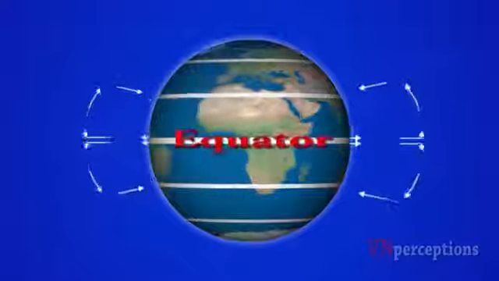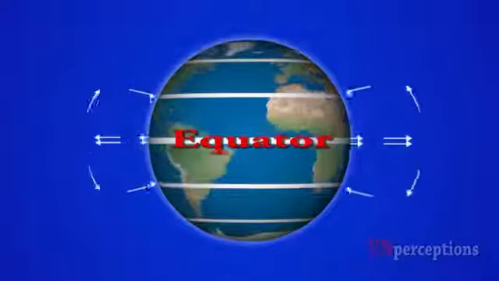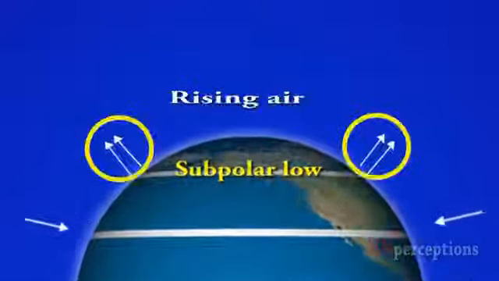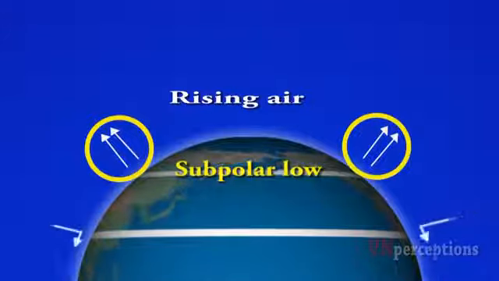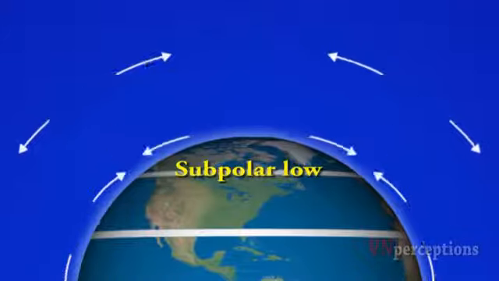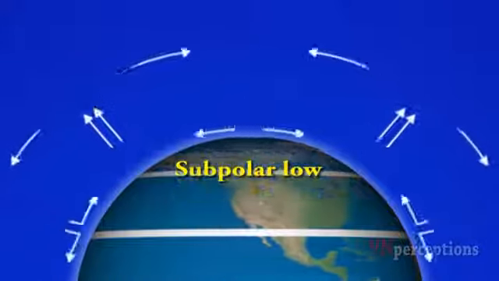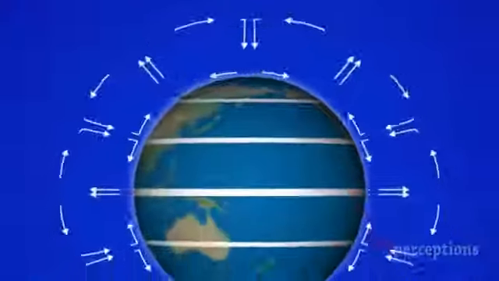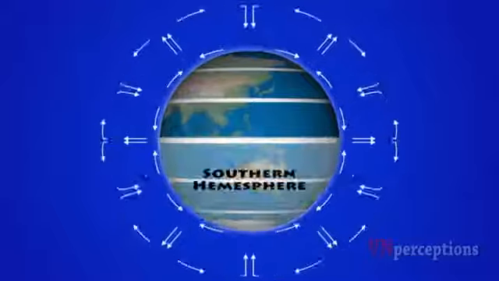Along the equator, the air is rising because of convection, and at subpolar lows, we have rising air because of convergence. This rising air also spreads out, cools and sinks. The same thing happens in the southern hemisphere.